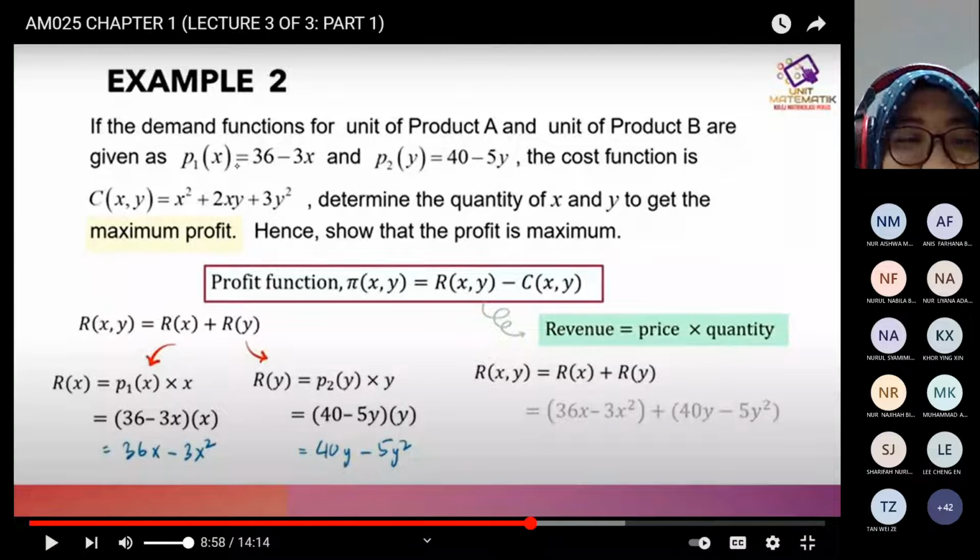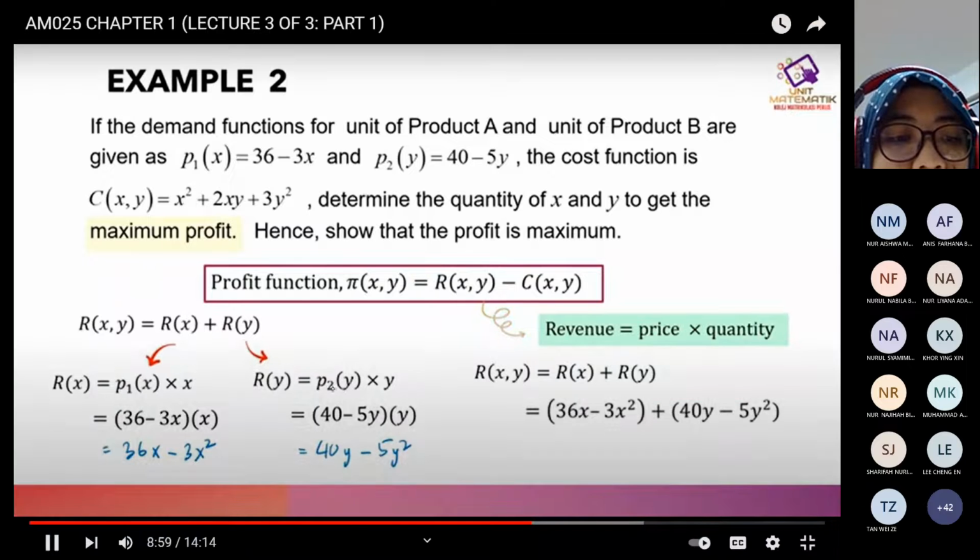Be careful. So your demand function is 36 minus 3x, this is for x. And then for your y it is 40 minus 5y. So for R x, price times quantity. This is the price for x times quantity x. You get this. Then, to get the total revenue function.